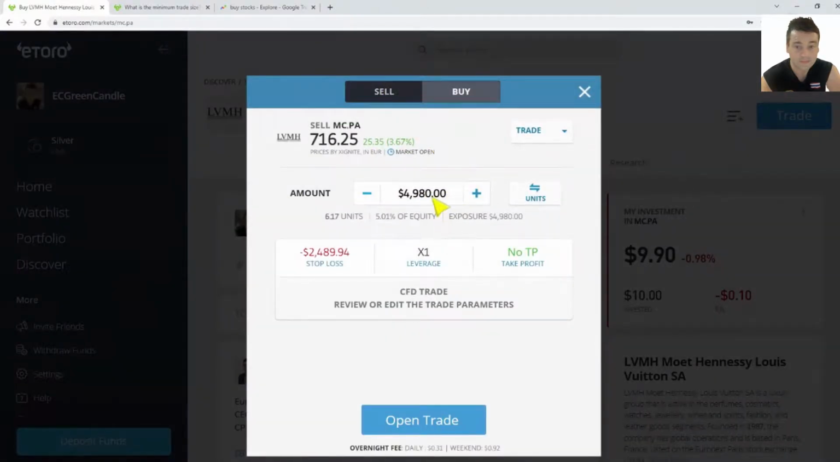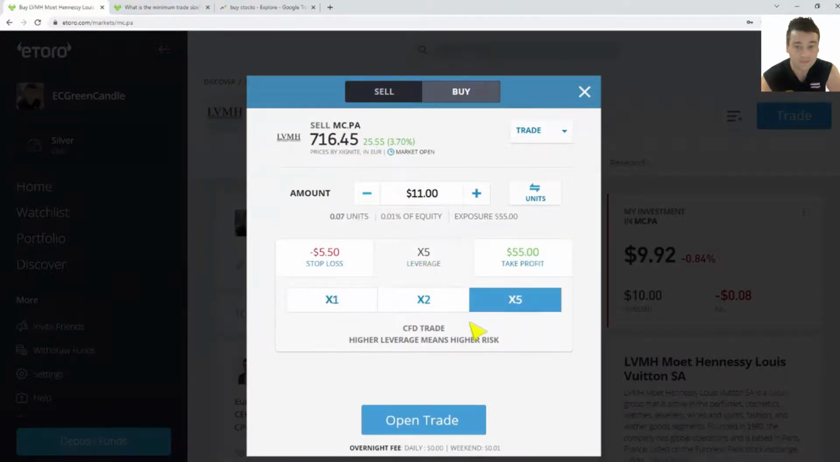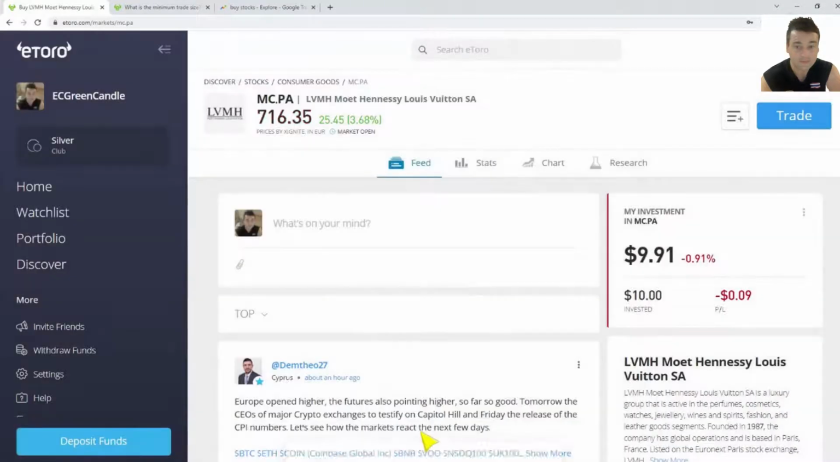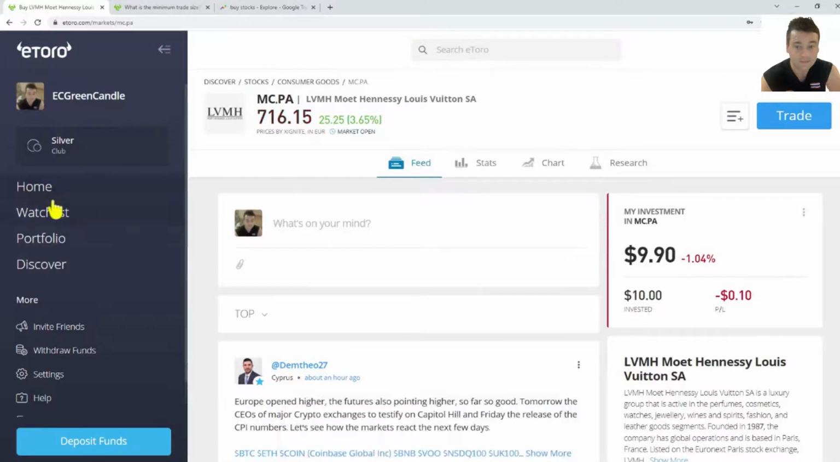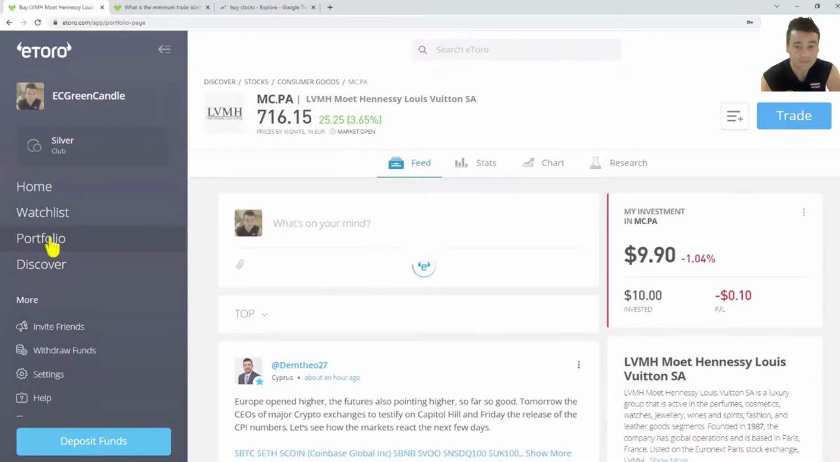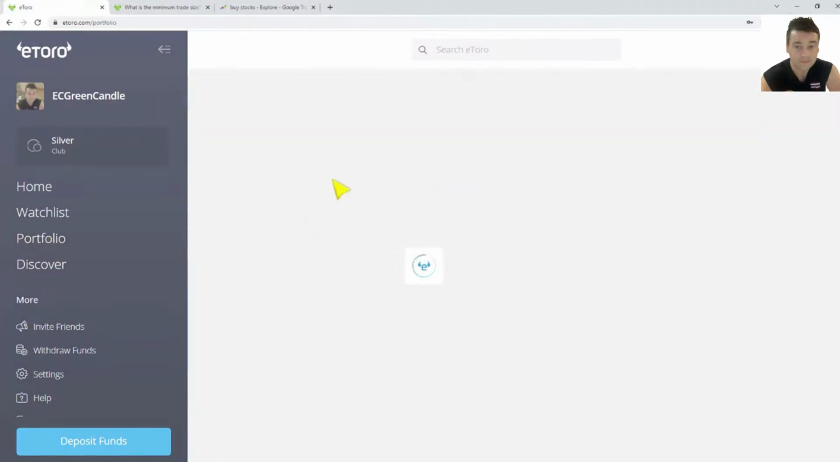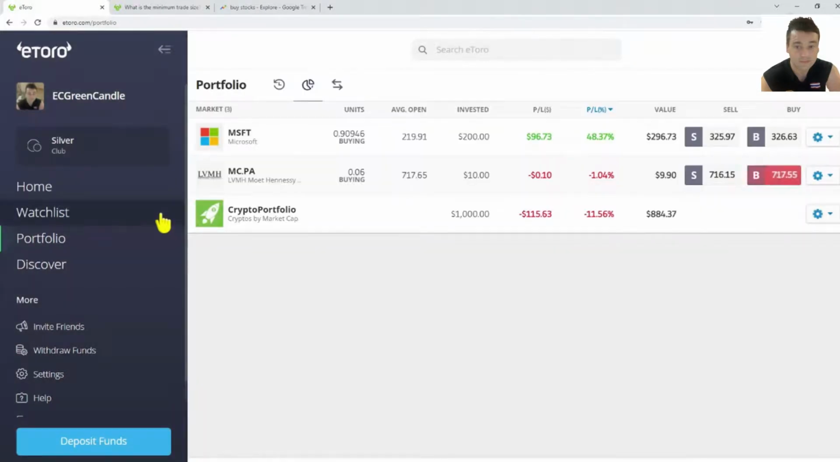I'll just try one more time to open this with $10. Okay, let's open with 11 so it makes a little bit of a difference. So with leverage, okay, open trade, will eToro let me? eToro would not let me sell it. I think that's because I've already bought a position on it. Okay, so that's just leverage. Just be very careful of that. I wouldn't recommend it for beginners, okay?